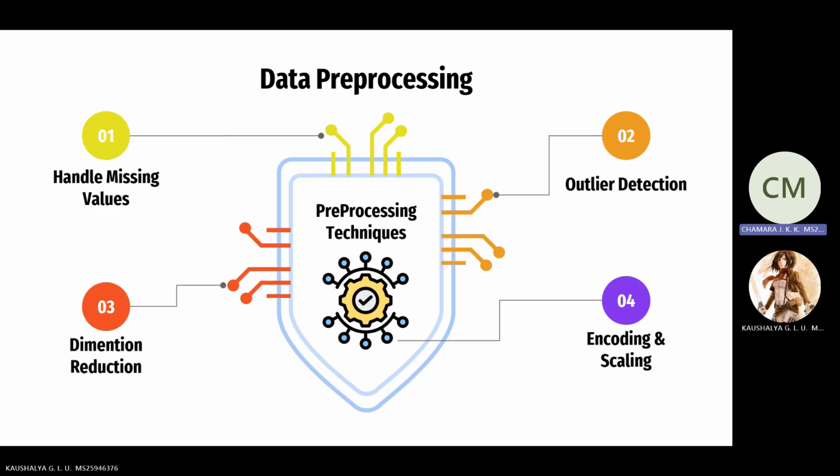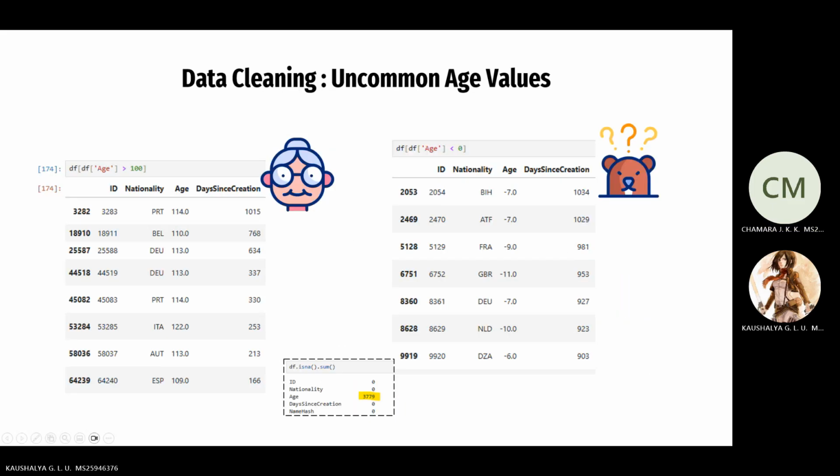In this section, we will talk about data preprocessing. We will talk about how we handle missing values, outlier detection, dimension reduction, and also encoding features. We have identified some negative values in the age column and also null values. We have removed those from the dataset.